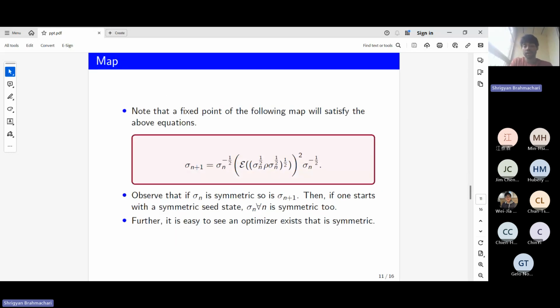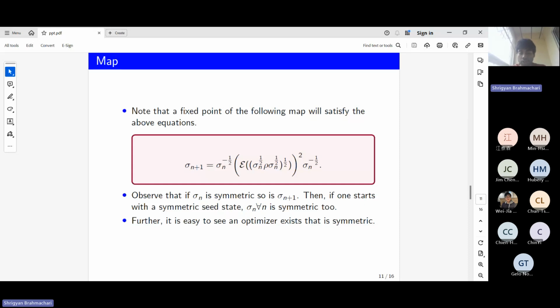Let me just write that down. You took that map, you started with some state, and you kept doing this. Notice that I have not twirled everything again, and the reason is the following. If you start with a state that is already symmetric, this map will give you a symmetric state. Twirling a symmetric state doesn't have an effect on the state itself, so it will just stay the same.